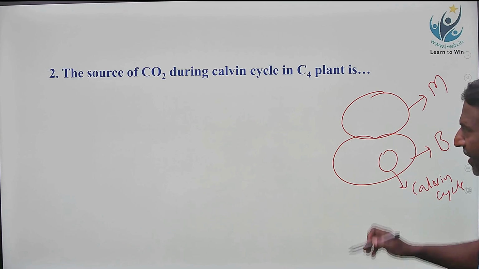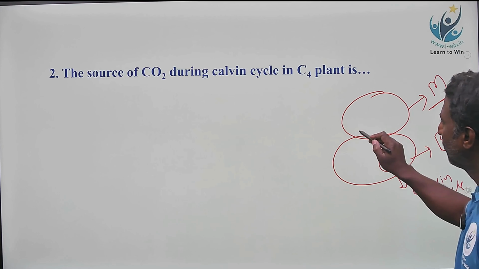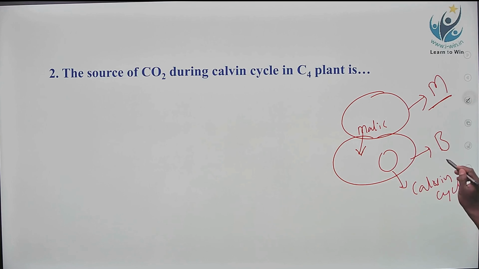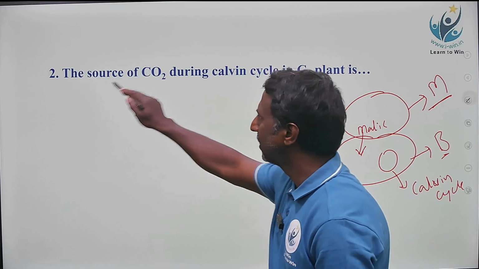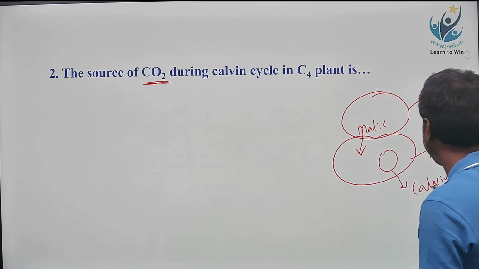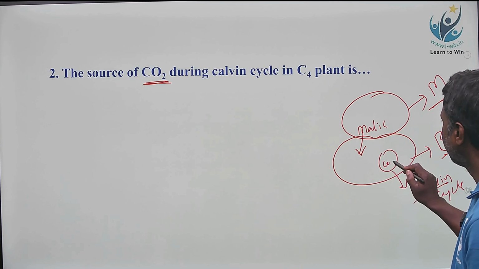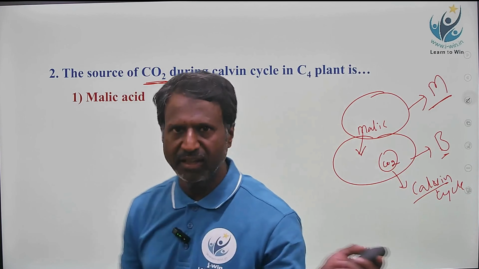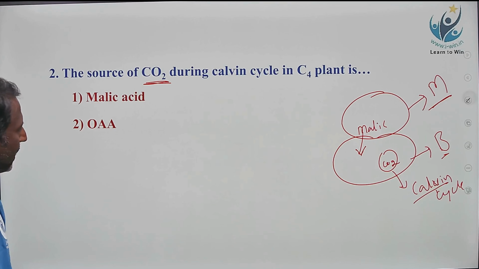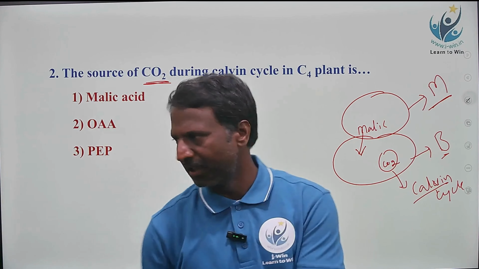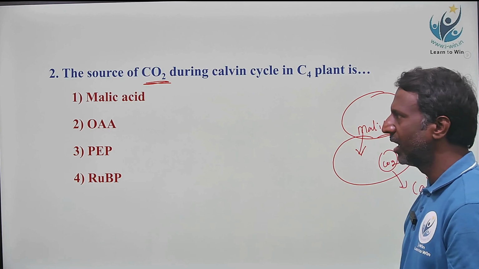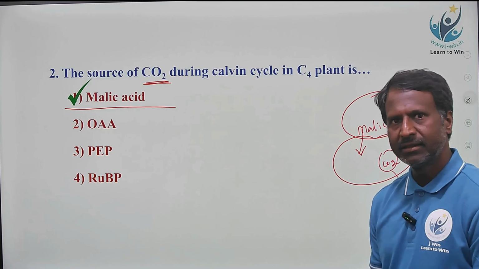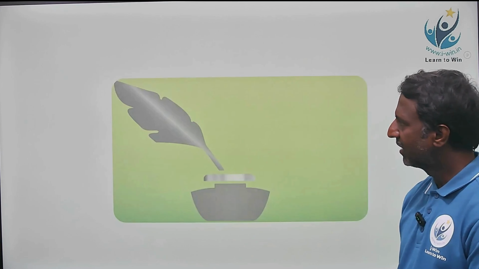I told you the mesophyll cells produce the malic acid. This malic acid is again transported into the bundle sheath cells. Now, what is the question here? The source of CO2. In order to go for the Calvin cycle, it needs the CO2. This CO2 is given by, you need to check the options: Option 1 is malic acid, Option 2 is oxaloacetic acid, Option 3 is PEP, Option 4 is RuBP. Obviously, it is very simple. The answer is malic acid. I hope you understand this concept. Thank you.